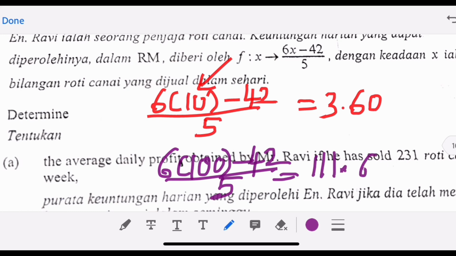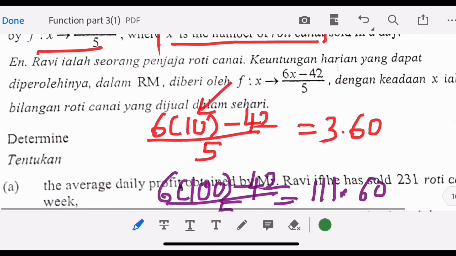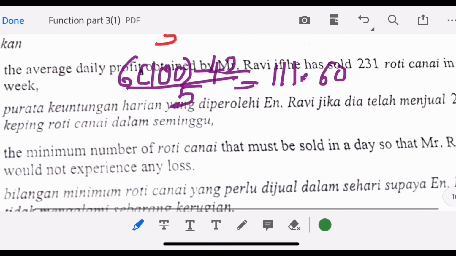if I try my best, I do 100 roti canai, I earn 1.6 something. Okay, not bad. One day can earn 100 something. That's good. That's the meaning of the function. Isn't it very meaningful? Now, what does the question say?